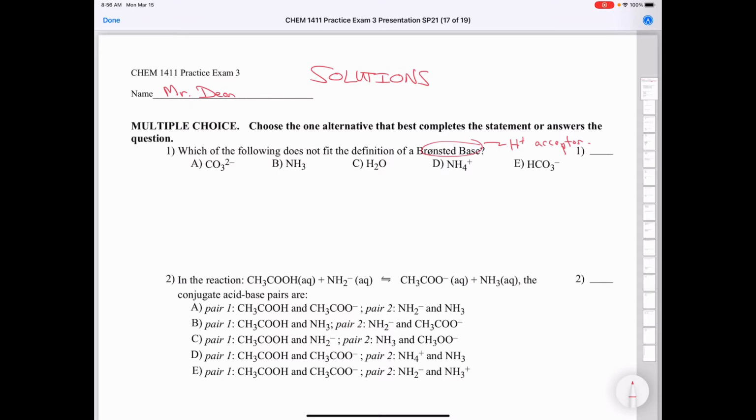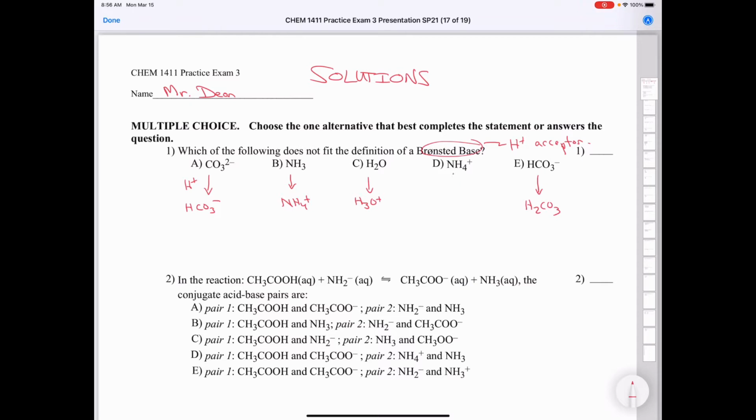And if we look at the carbonate ion, it can accept a proton, right? It can accept a proton to form the bicarbonate ion. Ammonia can accept a proton to become an ammonium ion. Water can accept a proton to become hydronium. And the bicarbonate ion can accept another proton to become carbonic acid.